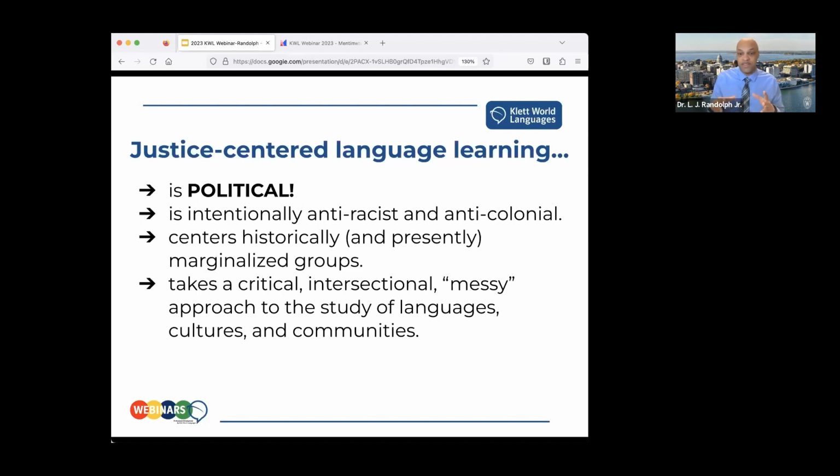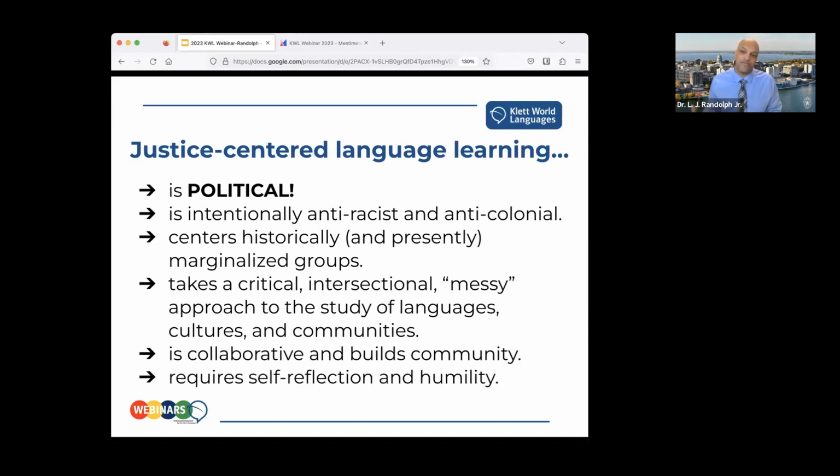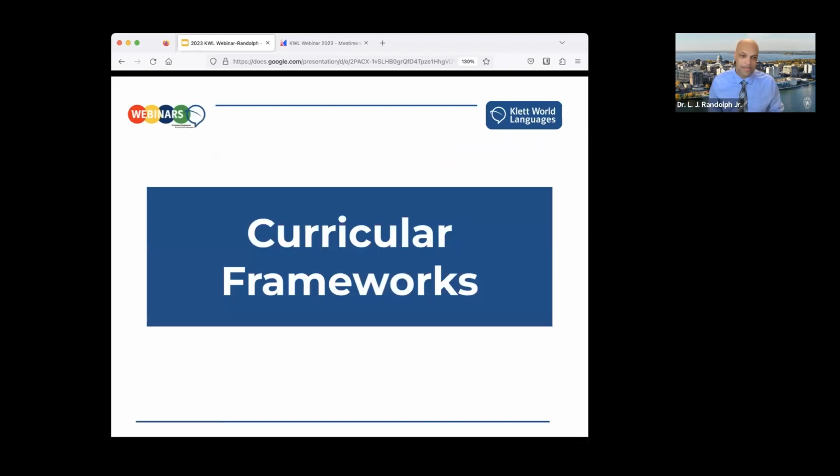It recognizes that things can't be packed neatly into these boxes, into these Venn diagrams, right? It's collaborative, and it builds community, and it requires self-reflection and humility. And I think that's important, recognizing that we're going to mess up along the way, and that's okay. So we'll talk now about some curricular frameworks, because that's what we're here to discuss. What steps can we take to make sure that we have a curriculum that promotes justice-oriented and justice-centered language education?